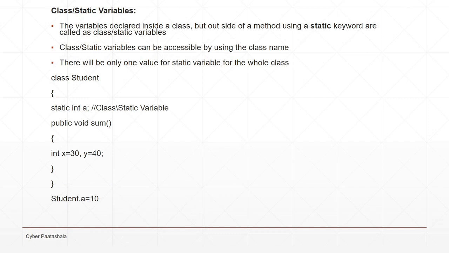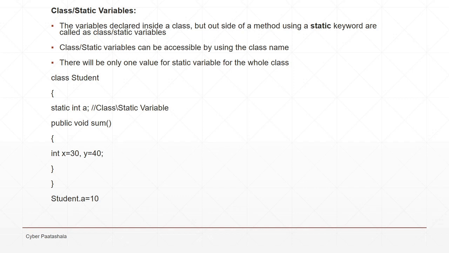Next is class or static variables. The variables declared inside a class but outside a method using a static keyword are called class or static variables. I'm repeating again, the variables declared inside a class but outside a method using a static keyword. So it is so important to use the static keyword before the variable to declare class or static variables, and the class or static variables can be accessed using the class name, and there will be only one value for a static variable for the whole class.